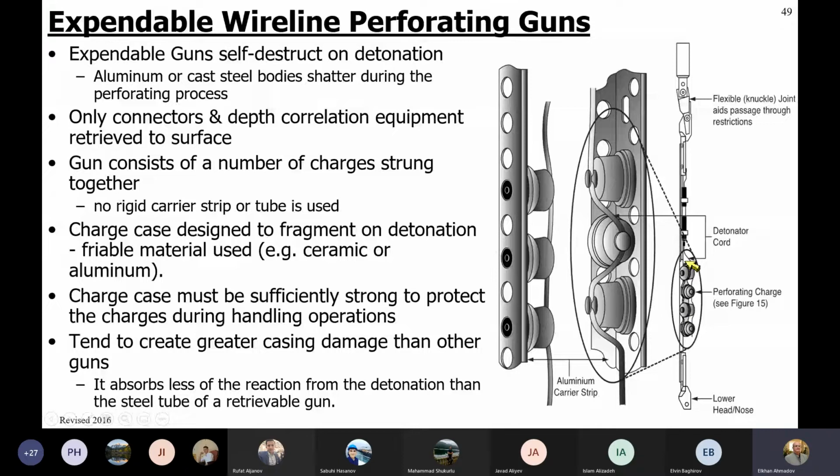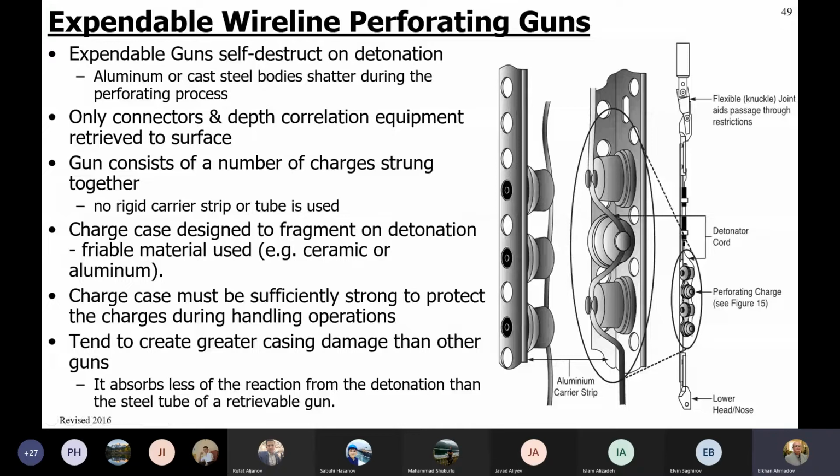These are left in the wellbore. Only some connectors and decorrelation equipment are retrieved to the surface. The gun consists of a number of charges strung together like here. So as I said, no rigid carrier strip or tube is used. It's just a very thin, very light carrier and charge case designed to fragment on detonation, friable material.